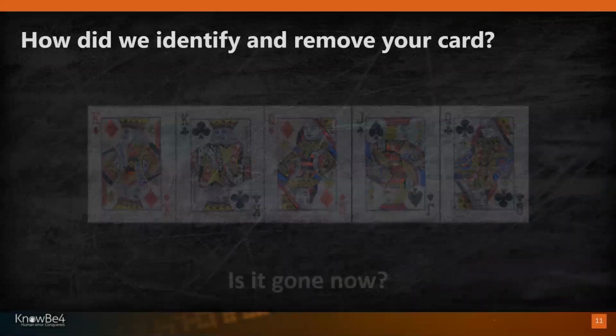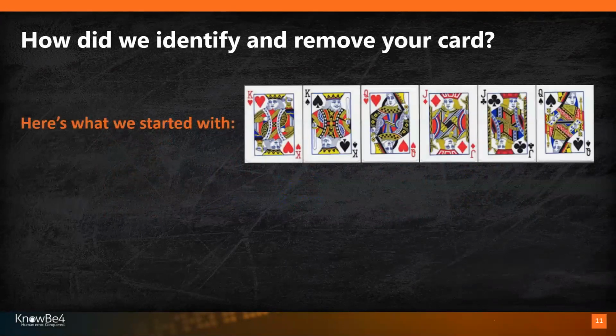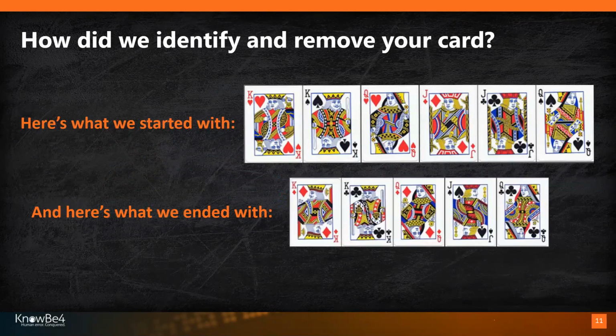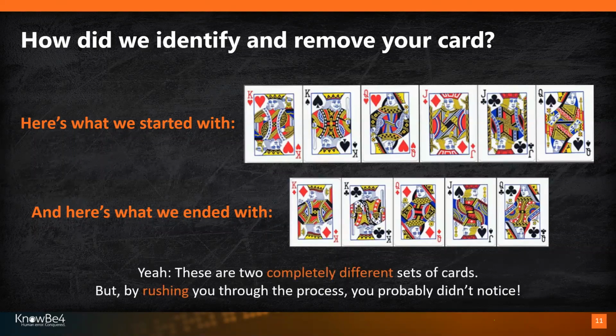How did we do that? How did we just do a magic trick on the internet? Well, it's actually pretty interesting. The way we did it is we started with this deck of cards. All right. Look for your card in there. I'll bet the card that you chose is in there. What we did is we ended with this deck of cards, or this hand of cards. If you'll notice, these are not the same cards. None of them are the same. So if you did say that your card was still there, I got bad news for you. That's not true. Basically, what happened here is these are two completely different sets of cards. By rushing people through the process and by not being aware of what was going to take place, you probably didn't notice. There's subtle clues that are built in here, right?